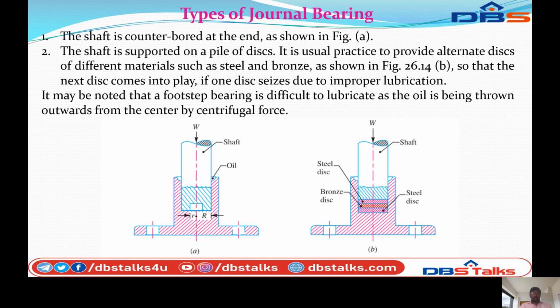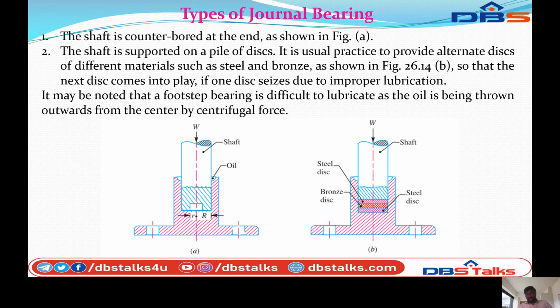This is called shaft counter bore. So next one is shaft supported on pile of disc. In this arrangement we will arrange the steel disc or bronze disc. So in bottom of the steel, two discs will be arranged with the bronze disc. In the same manner, the shaft will be rotated with the weight W, and some force will be applied.